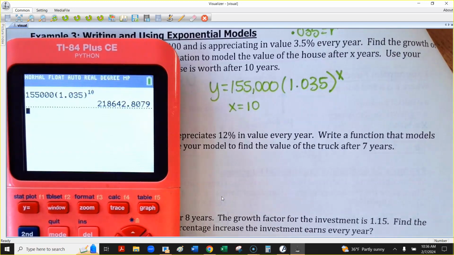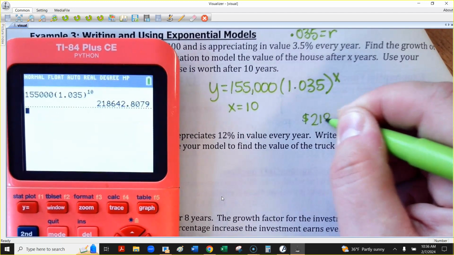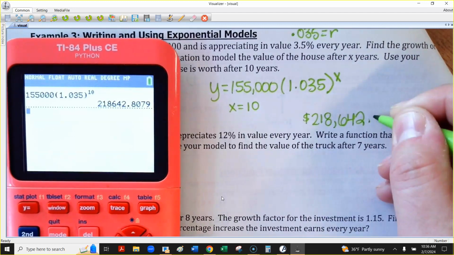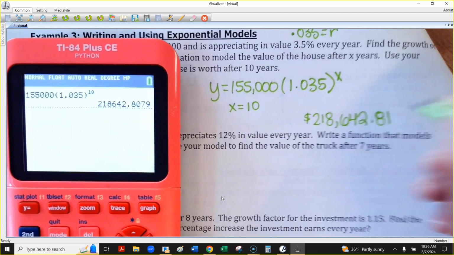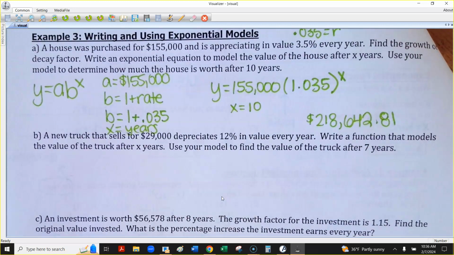So in 10 years, this house is now worth $218,642, and then I would round that to 81 cents. And that's all you have to do. You just got to pick the information out of the problem. It's not terrible once you set it up.